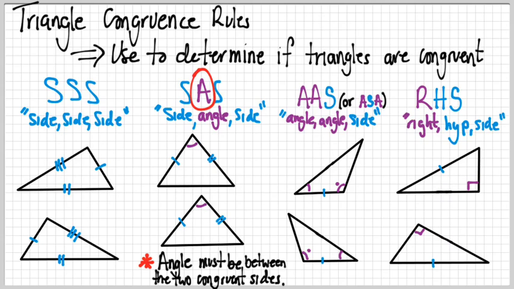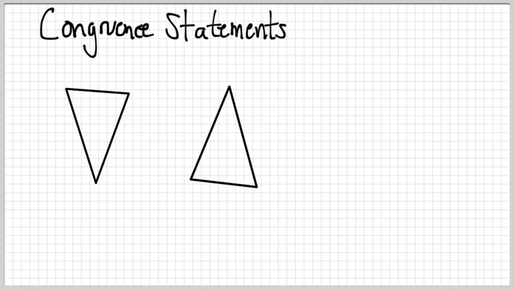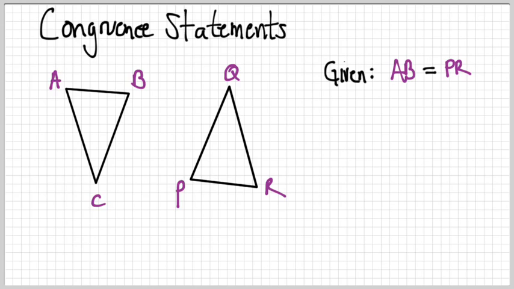Now, when we know that triangles are congruent, we need to be able to write congruence statements. Okay, so here's two triangles, and we usually identify triangles by their angles when we name the angles with a capital letter. Okay, and sometimes we'll be given information. So here's some given information. AB is equal to PR. What that means is the length of AB from A to B is equal to the length from P to R. So we label those with a little notch. That means those are congruent.